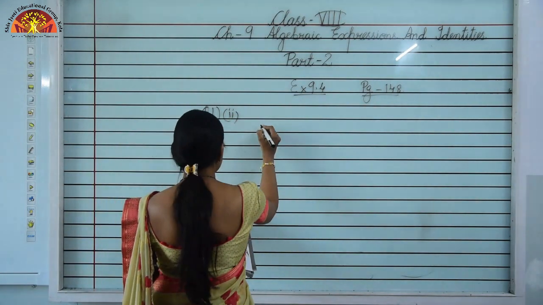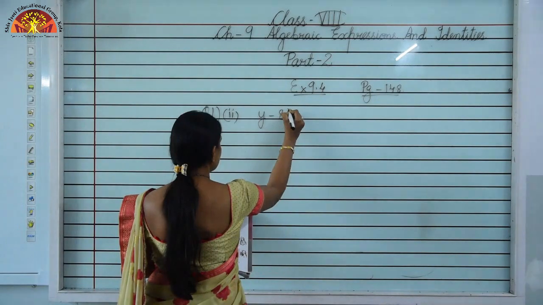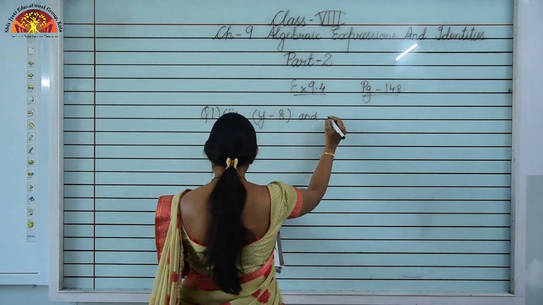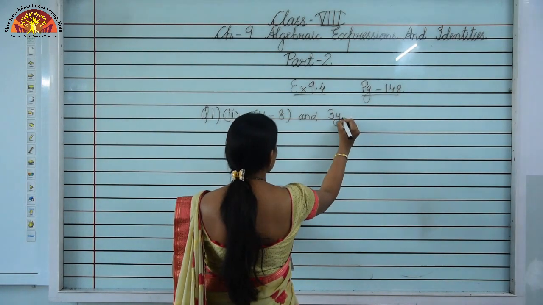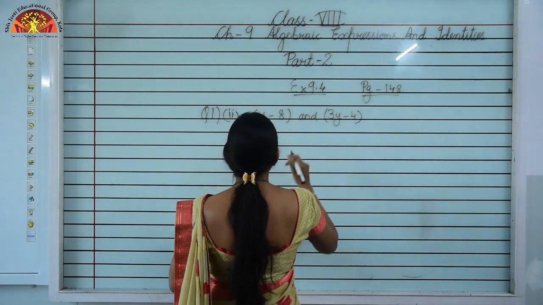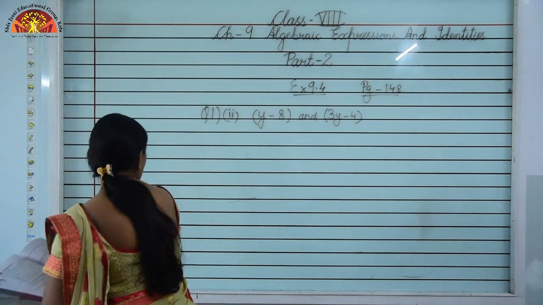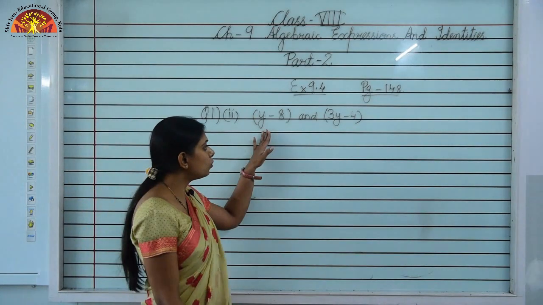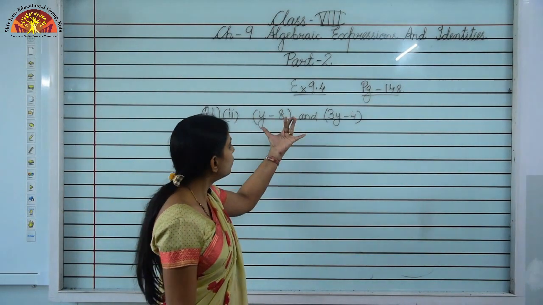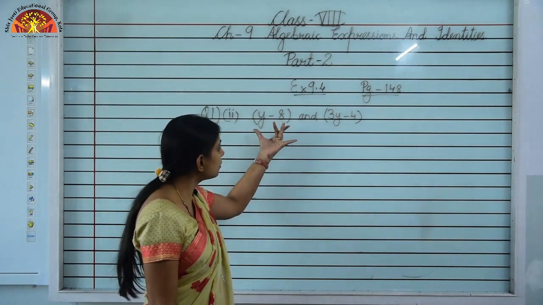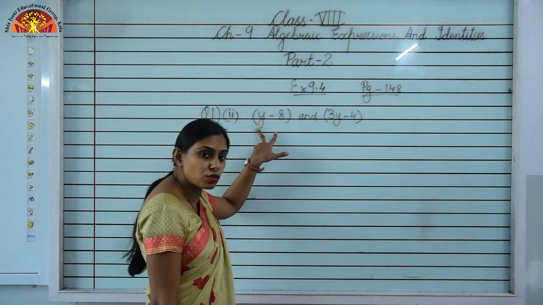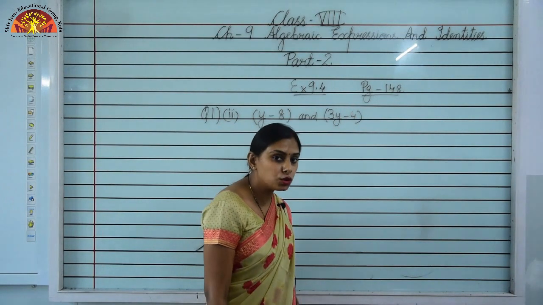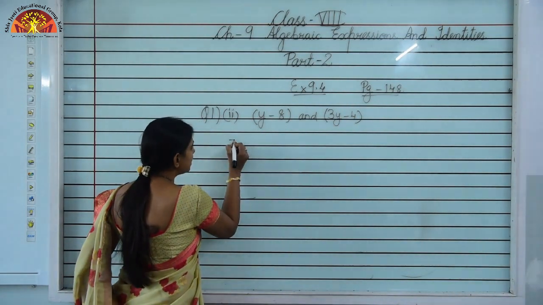It's y minus 8 and 3y minus 4. So you can see that we have to multiply a binomial with a binomial. In both the algebraic expressions there are two terms. In the first expression there are two terms, and in the second expression also there are two terms. Now we will multiply both the algebraic expressions.